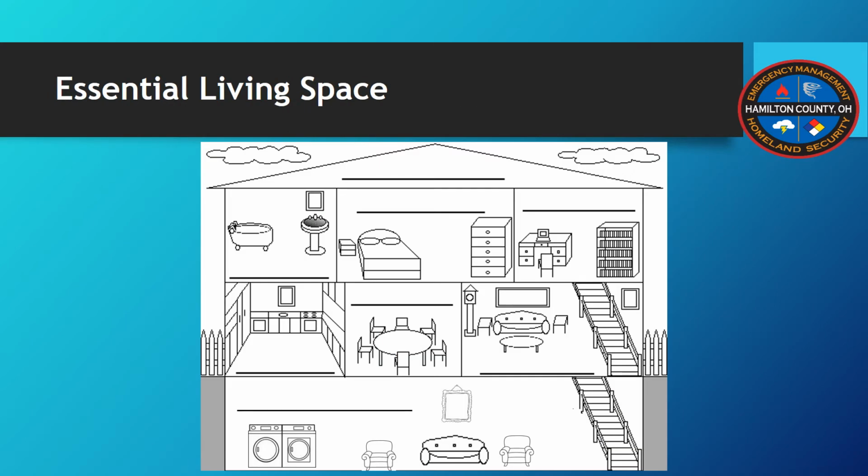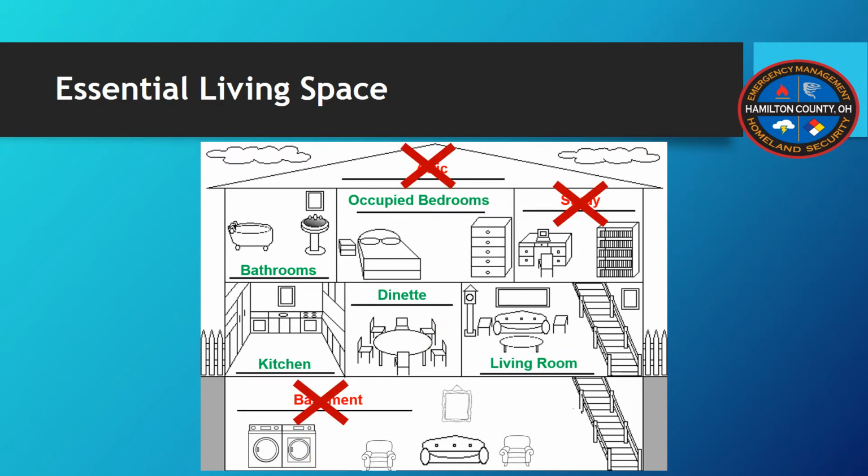You are evaluating the damages to essential living space. The Federal Emergency Management Agency, or FEMA, refers to essential living space as occupied bedrooms, bathrooms, kitchen, dinette, and living room. Recreation and other common areas, such as laundry rooms, basements, and crawl spaces, regardless of whether they are finished, are not essential living space. However, the basement may count as an essential living space if it is an occupied bedroom or basement apartment. Outbuildings, fences, and unattached garages are also considered non-essential.